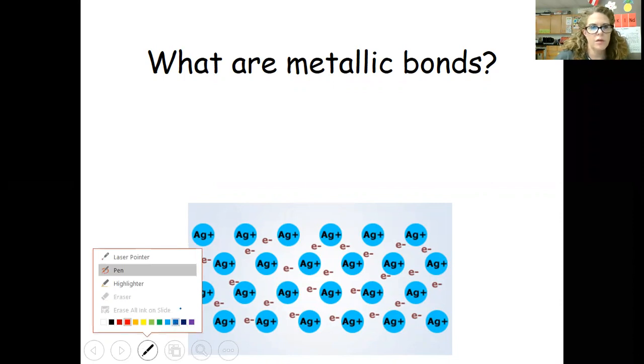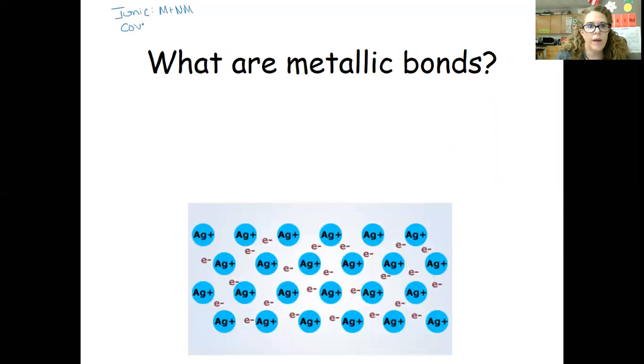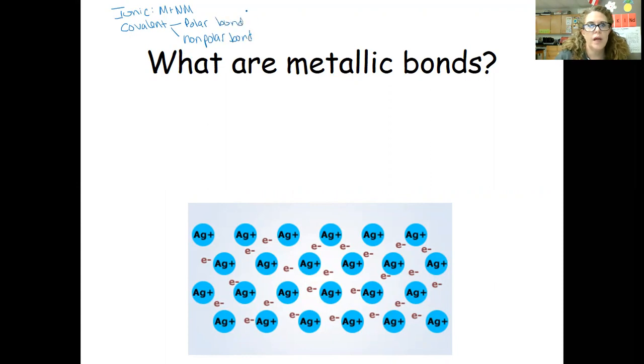So let's just start. We have talked about ionic bonds, which are between a metal and a nonmetal, or where we have a large electronegativity difference. We have covalent bonds, which are between nonmetals only. And we have two different types of covalent bonds: polar covalent bonds and nonpolar covalent bonds. And again, ionic is a transfer of electrons, and covalent is a sharing of electrons.